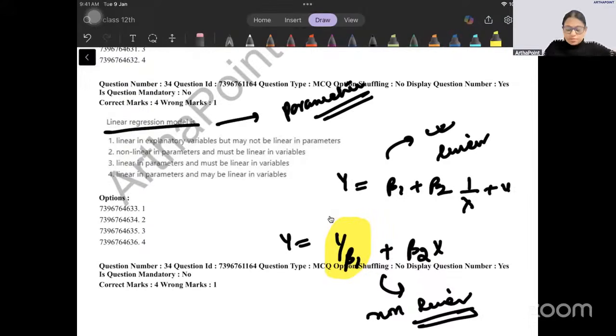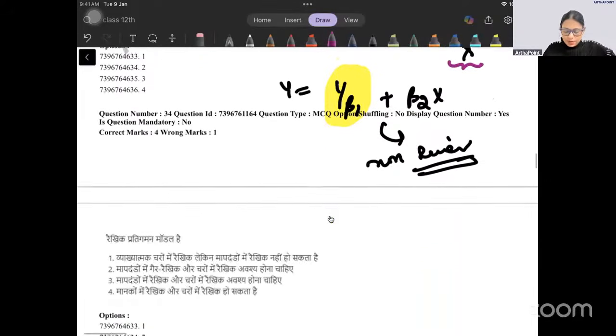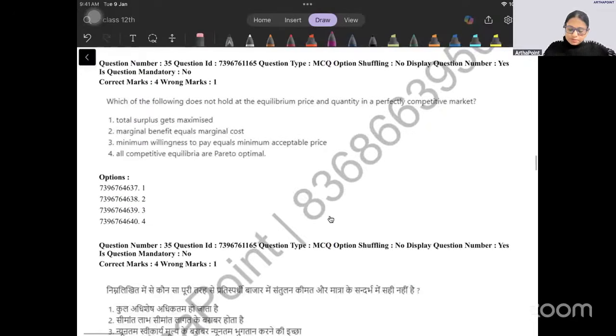Variable से मुझे मतलब नहीं है. So based on that, linear in explanatory variable may not be linear in parameter. गलत है. I need linearity in parameter. Non-linear in parameter, incorrect. Linear in parameter must be linear in variable. No. Non-linear in variable is also fine. So answer will be D. Linear in parameter can be linear in variable. ठीक है. Okay. Last question.